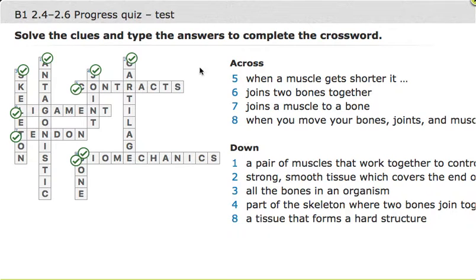All right, let's have a look at Progress Quiz 2. Again, another crossword here. There's one word in here which you don't need to worry about. Don't stress about this, okay? Let's go just through the acrosses and then we'll go to the downs.